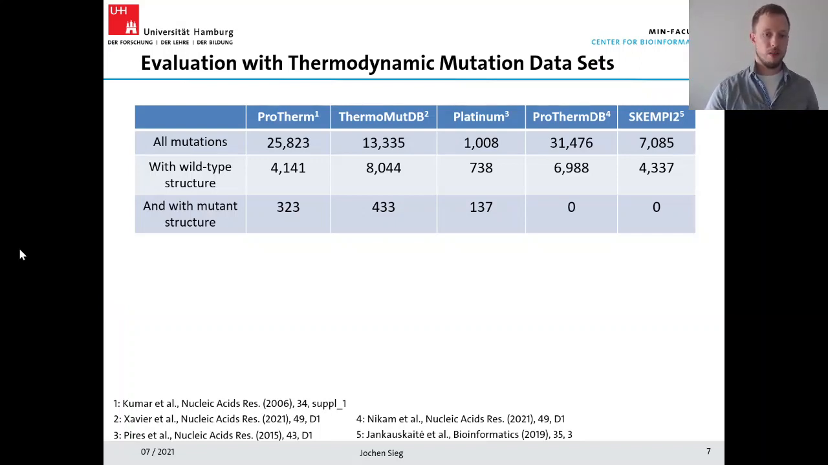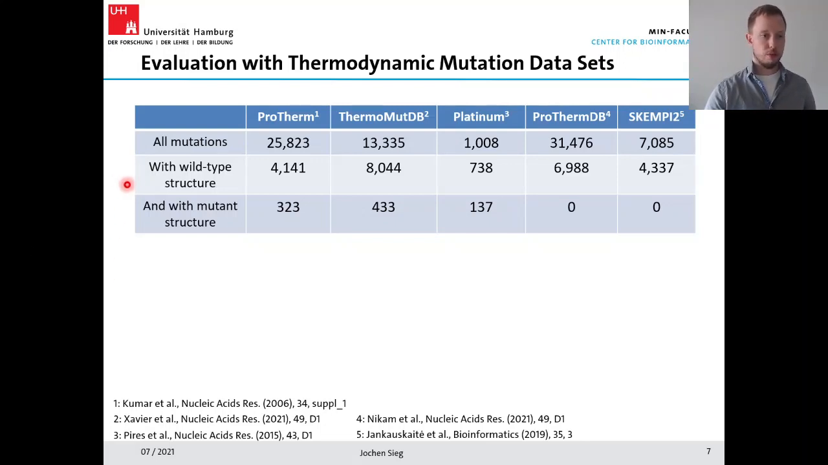We use the Platinum dataset, a dataset that contains mutations on protein-ligand complexes. And we use another dataset, which was also released this year and extends the ProTherm dataset. Finally, we use the SKEMPI 2 dataset, which contains mutations on protein-protein interactions. While all of these datasets contain mutations from different sources, we are here only interested in unique single mutations with known wild-type structures. These are shown here in the second row.